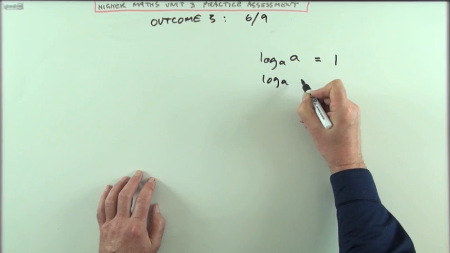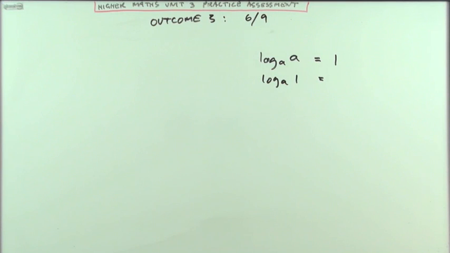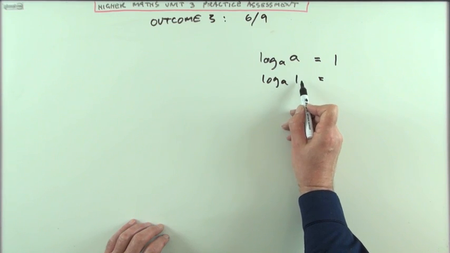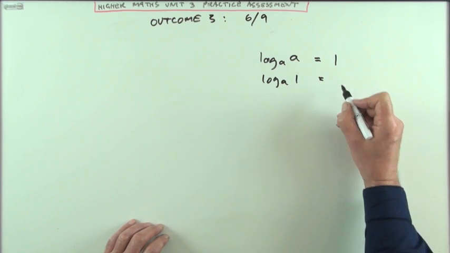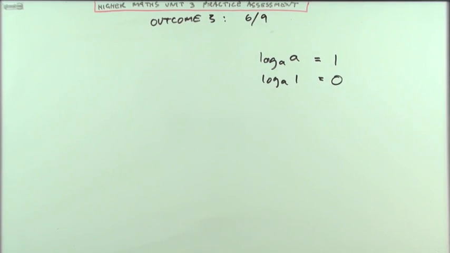Another very common one would be, what about log base a of just 1? That says, what power of a gives me the answer 1? What power of 2 gives me a 1? What power of 3 gives me a 1? Well, anything to the power 0 is 1, so log base anything of 1 would be 0. Those are two very common ones that you would remember.